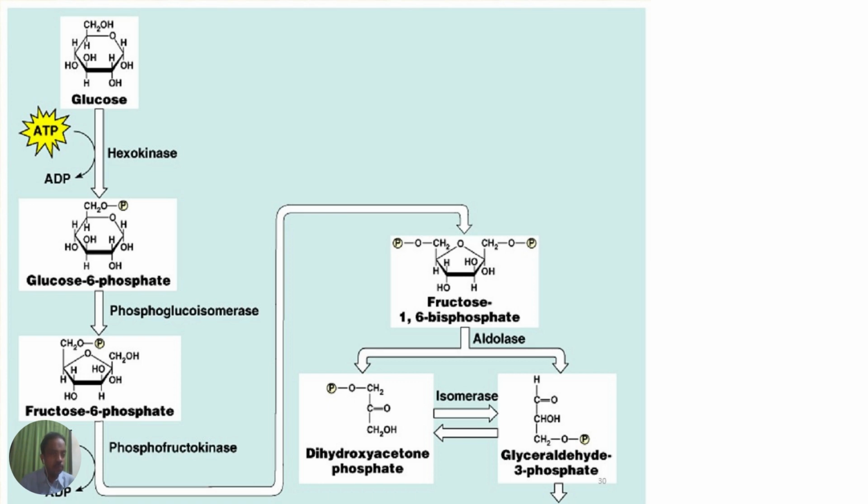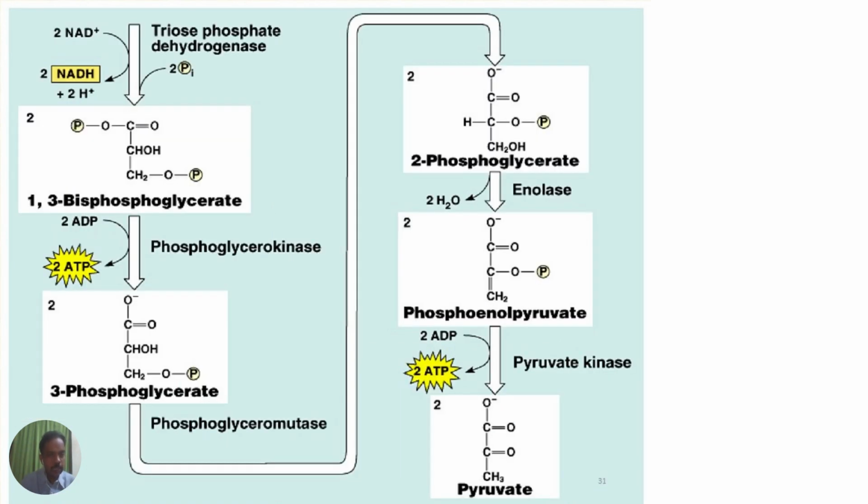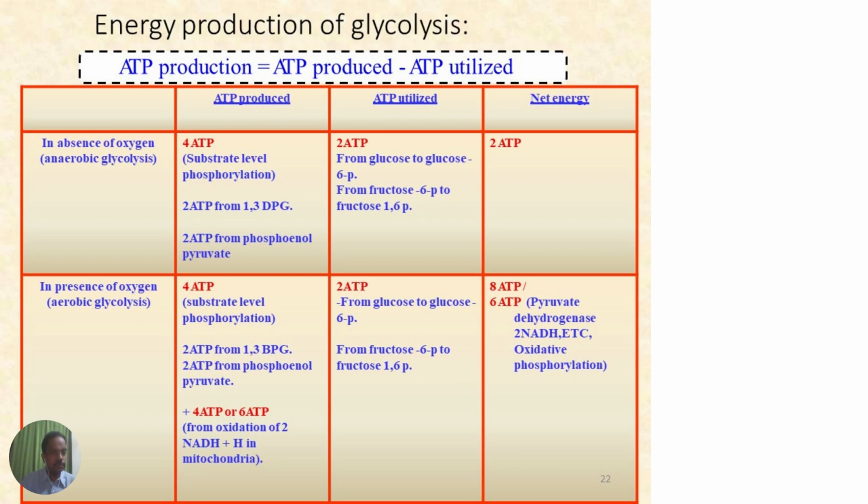Glucose forms glucose 6-phosphate, fructose 6-phosphate, fructose 1,6-bisphosphate, dihydroxyacetone phosphate, glyceraldehyde 3-phosphate, 1,3-bisphosphoglycerate, 3-phosphoglycerate, 2-phosphoglycerate. Then it forms phosphoenolpyruvate and pyruvic acid. Therefore, in aerobic respiration it forms pyruvic acid, and in anaerobic respiration it forms lactic acid. So this is the classic example of ATP production, which takes place in glycolysis.